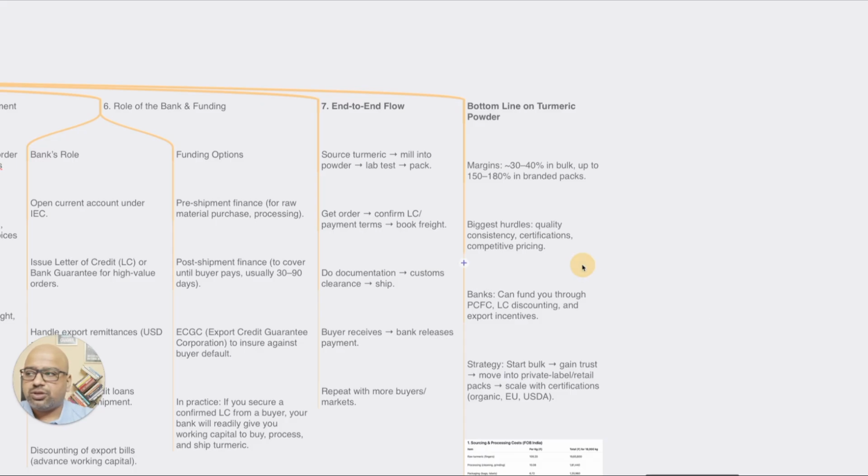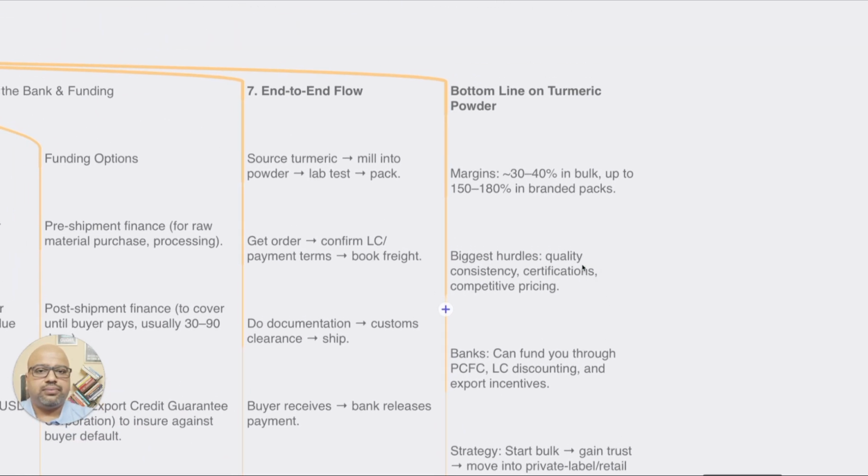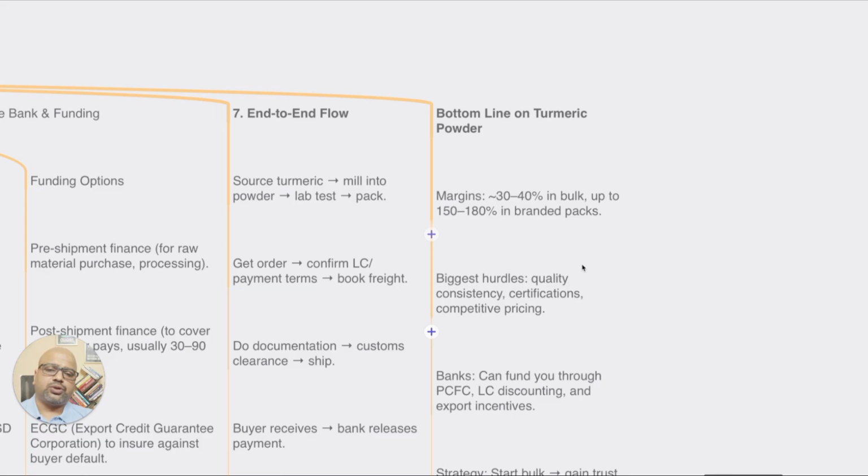There may be plus or minus, anything can change here and there because of the operational process, but still turmeric powder is a good business. If you look at the margin, it is 30 to 40% in bulk and 50 to 80% in branded packages. With branded packages, you need to take care of marketing cost, storage cost and every supply chain issue.